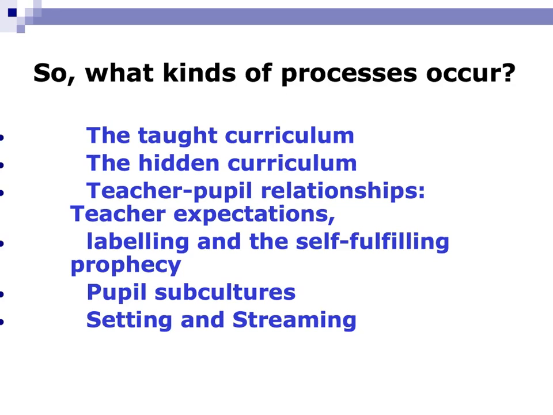So, when I asked you at the beginning of this lecture what you think sociologists might want to study in schools, these are the different areas. The taught curriculum, the hidden curriculum, teacher-pupil relationships, teacher expectations, labelling and the self-fulfilling prophecy, pupil subcultures, which I suppose is pupil-to-pupil relationships, as well as setting and streaming. And we're going to go through those in detail on the next few slides.